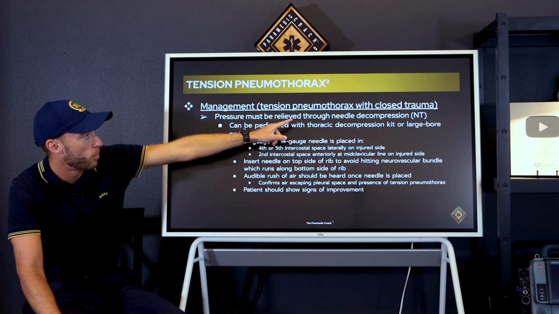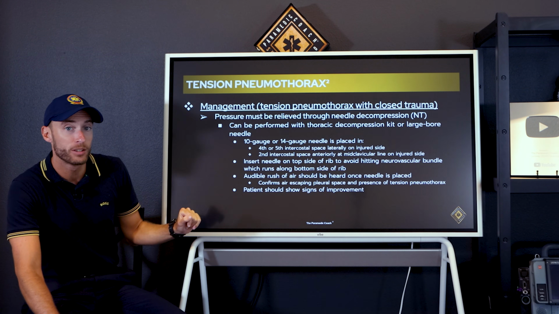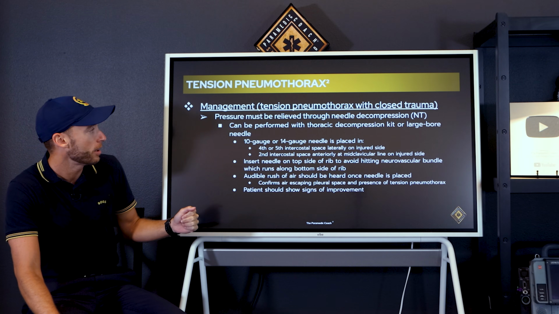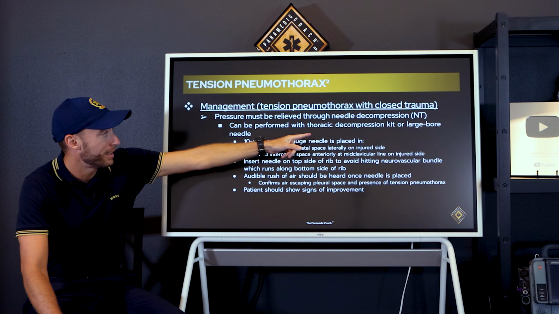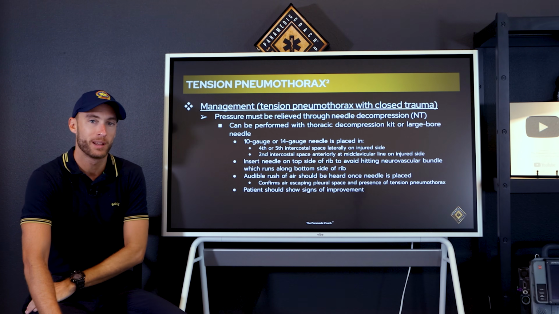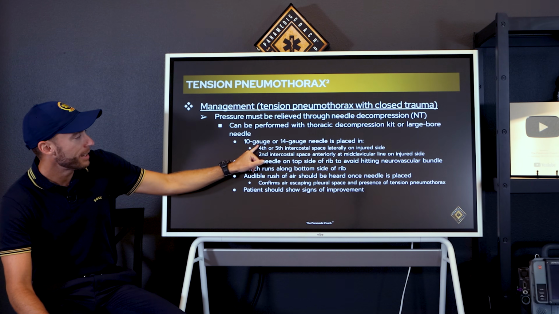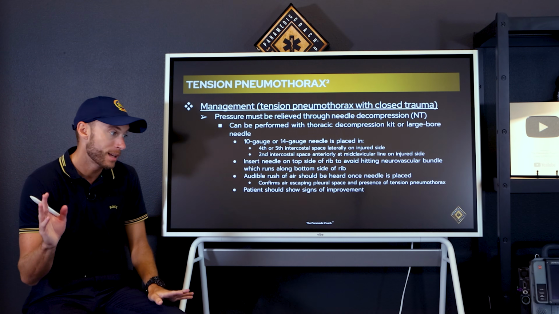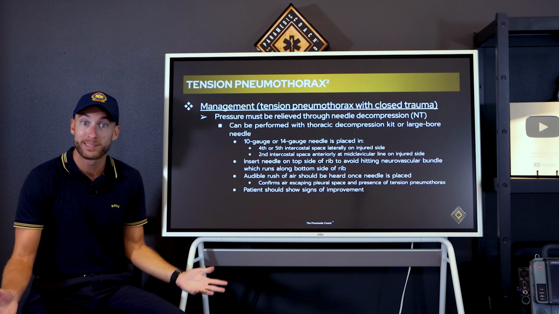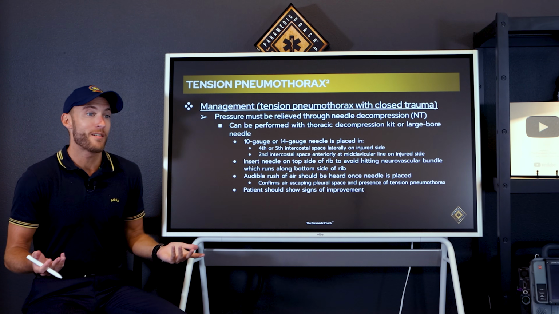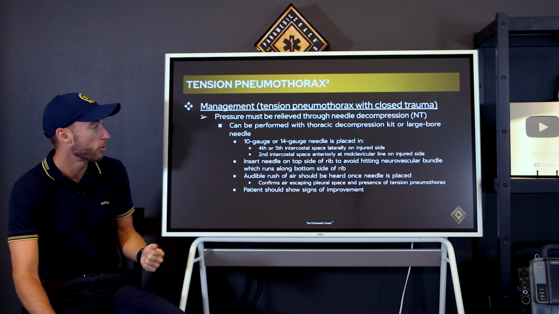Now, management. Tension pneumothorax with closed trauma. Pressure must be relieved through needle decompression. It's a paramedic skill. It can be performed with a thoracic decompression kit or a large bore needle. This would be an example of a large bore needle. So I'm going to just break this down for you. 10 gauge would be recommended. 14 gauge, okay, that's fine, it can work, but not everybody is built the same size, so they can have issues there with muscle or fat.